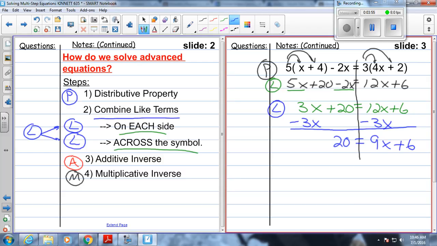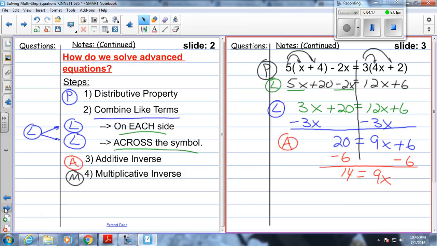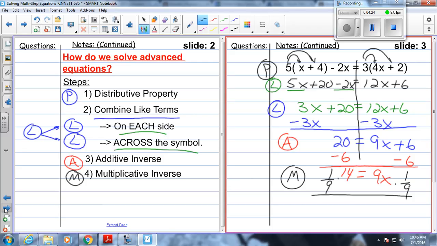And now you should notice this looks just like a two-step equation. So this top part was like a previous chapter's skills when we're combining algebraic expressions. And now we're solving our two-step equation here. We're on the additive inverse step. That's going to be our minus 6. 9x equals 14. And now we're on that final step, the multiplicative inverse. I like to show the reciprocal. 9 and 14 have nothing in common, so our answer is going to be 14/9. That's it. That's the answer.